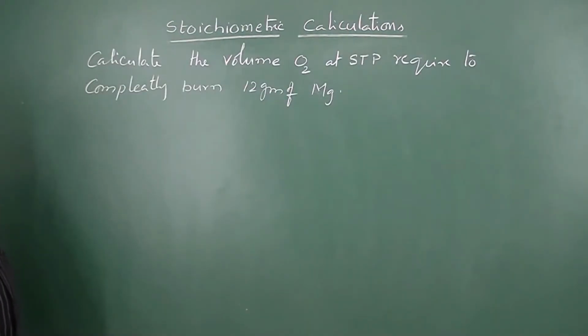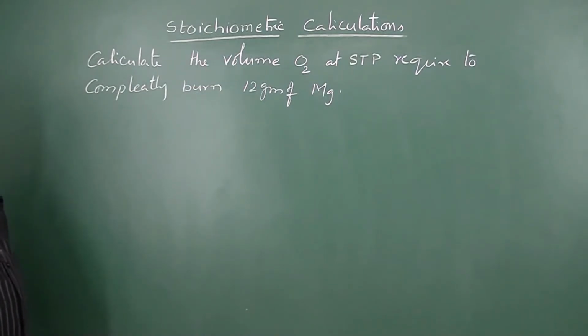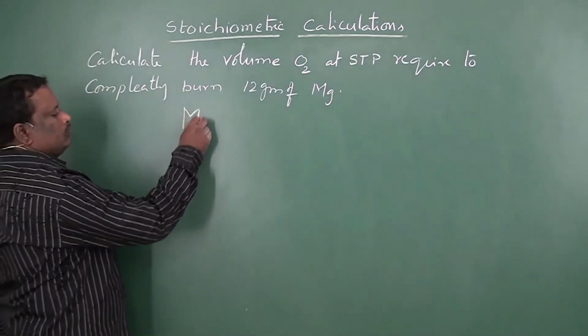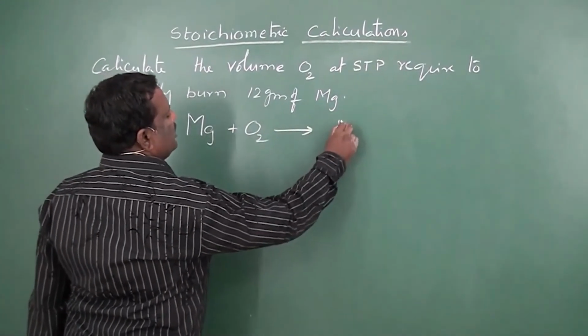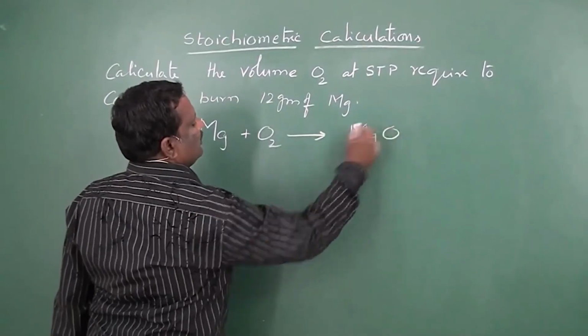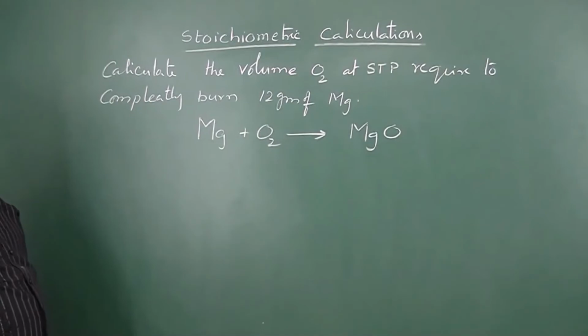We have another problem. Calculate the volume of O2 at STP required for complete combustion of 12 grams of magnesium. We know the equation required for the above reaction. Magnesium burns in presence of oxygen to give magnesium oxide.